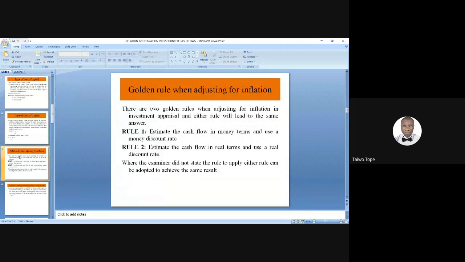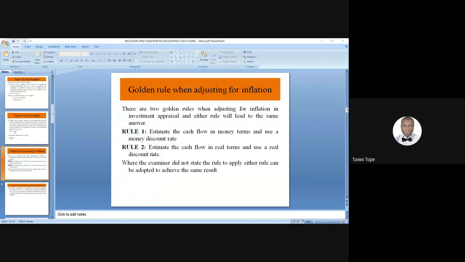So we have some golden rules that we must adhere to. There are two golden rules when adjusting for inflation in investment appraisal. Number one is estimate the cash flow in money terms and use money discount rate. It means like goes with like. Money cash flow should go with money discount rate, and real cash flow should go with real discount rates. So where the examiner did not state the rule to apply, either rule can be adopted to achieve the same results.